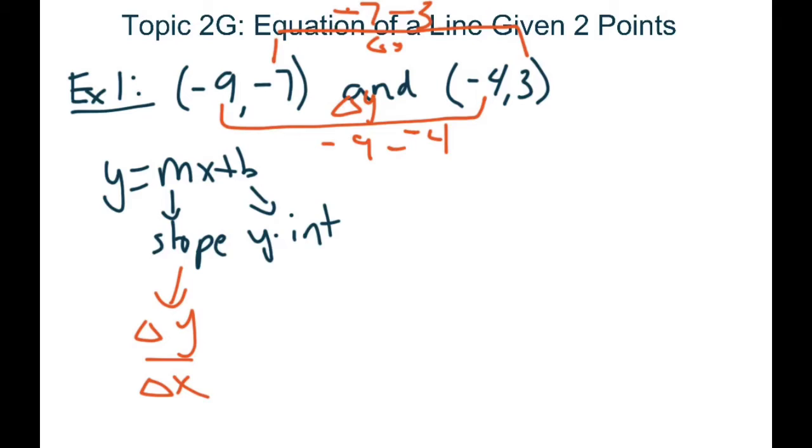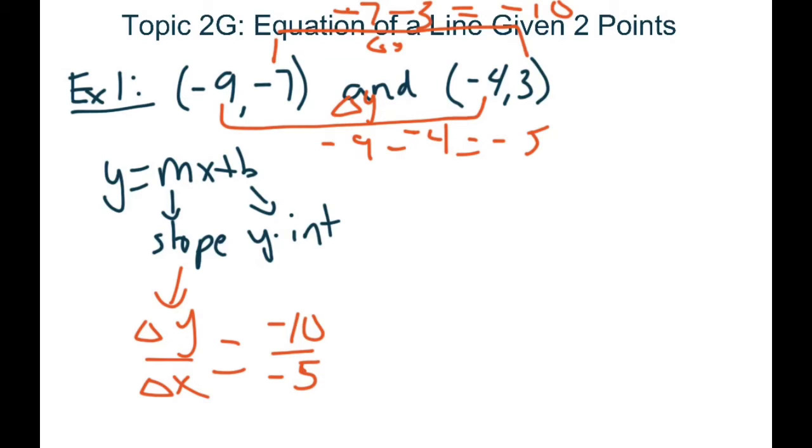Talking about the top here for the change in y, negative 7 minus 3 is a negative 10. So for my slope, I'm going to go to the bottom here. I'm going to continue to write in red. My change in y is a negative 10 on the top. And then negative 9 minus a negative 4. Well, the negative minus a negative turns to positive. So we end up doing negative 9 plus 4, which is a negative 5. So that's my change in x. So I'm going to put a negative 5 in for my change in x.